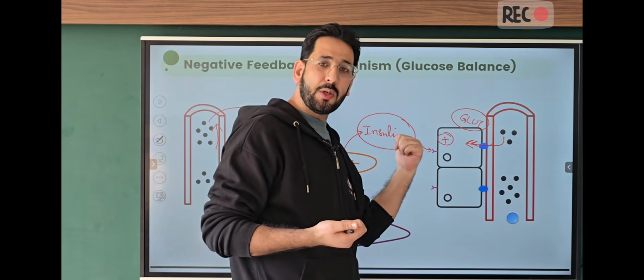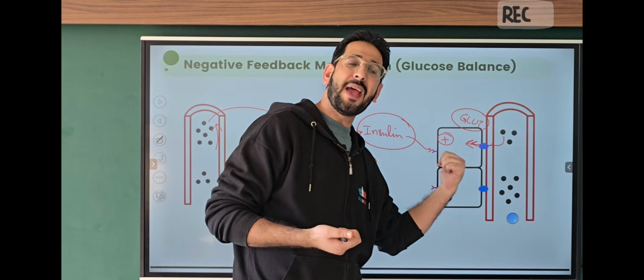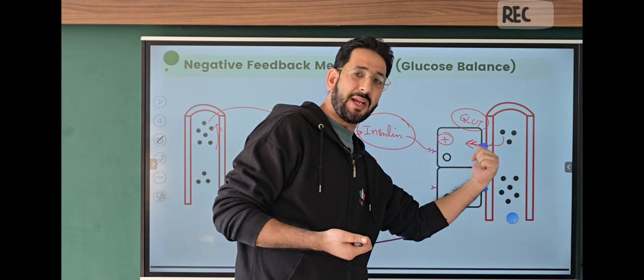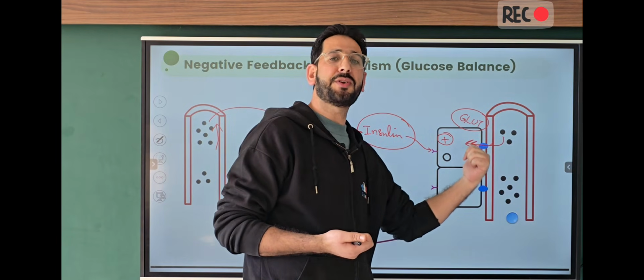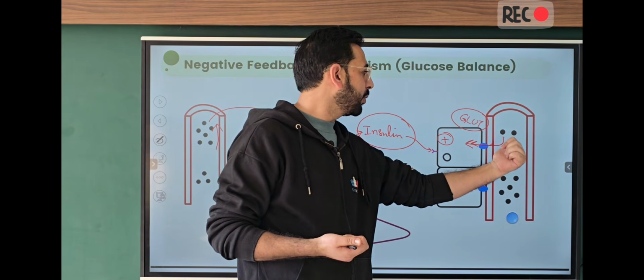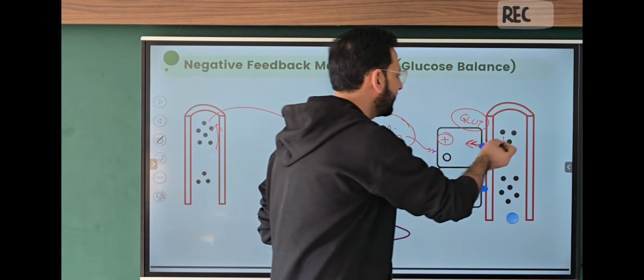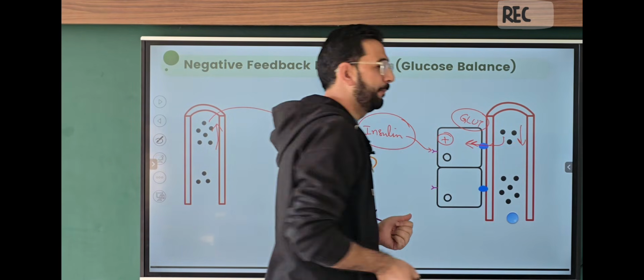It secreted insulin. Insulin went and acted on the body cells and made the body cells open the channels, and those channels are glucose transporters. The glucose moves from blood into the cells, decreasing the blood glucose level.